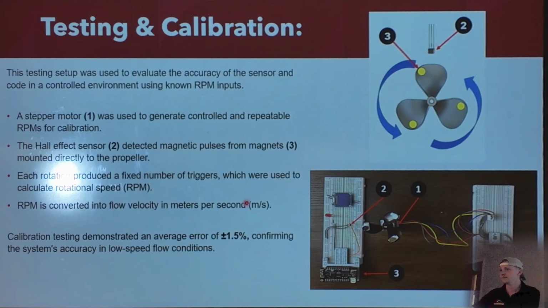The main measurement that I used was meters per second. It could have been anything like feet or knots, but I picked meters per second. After hundreds of tests, anywhere from 0 to about 200, I have an average error of roughly 1.5%, which does confirm my system's accuracy in low speed flow conditions.